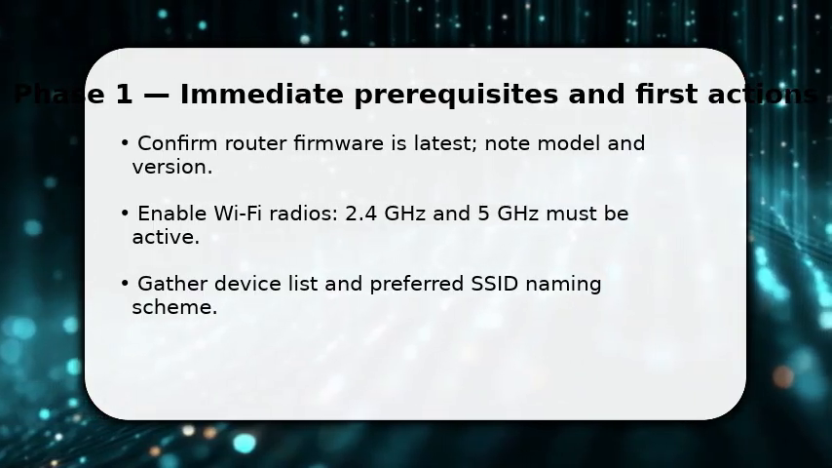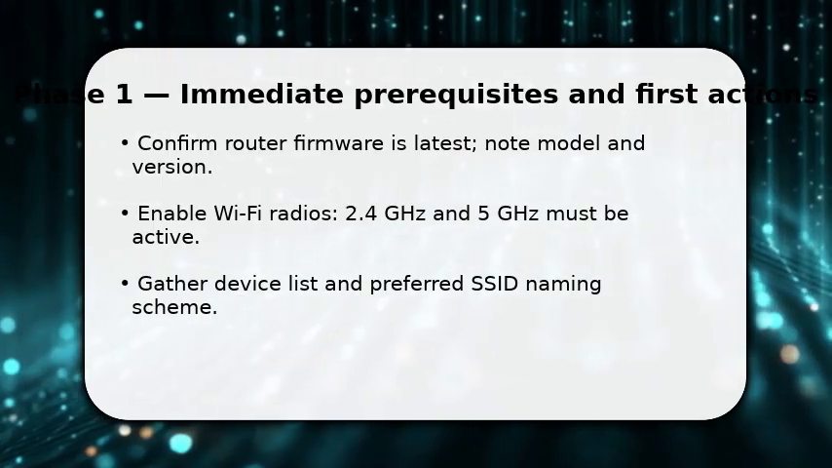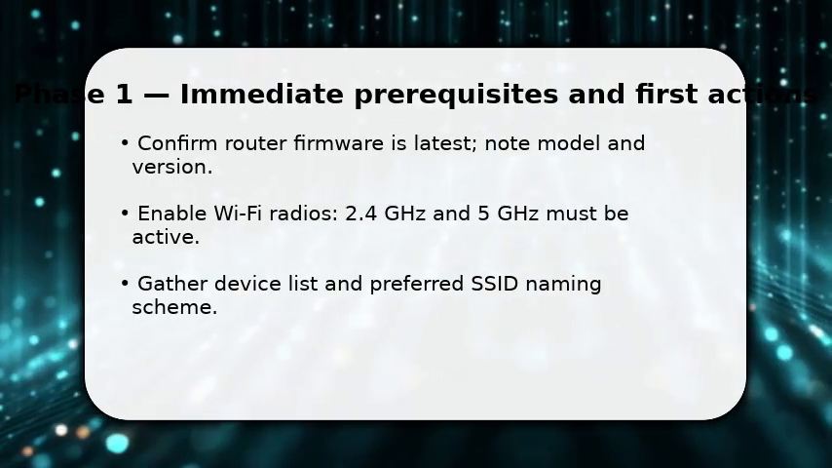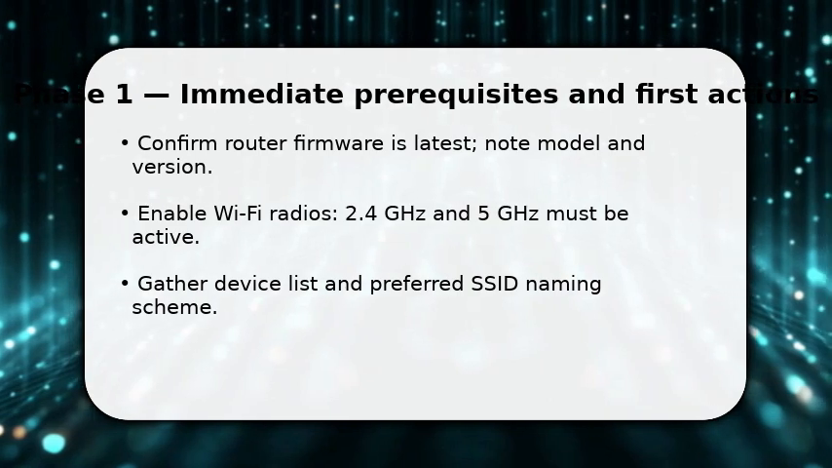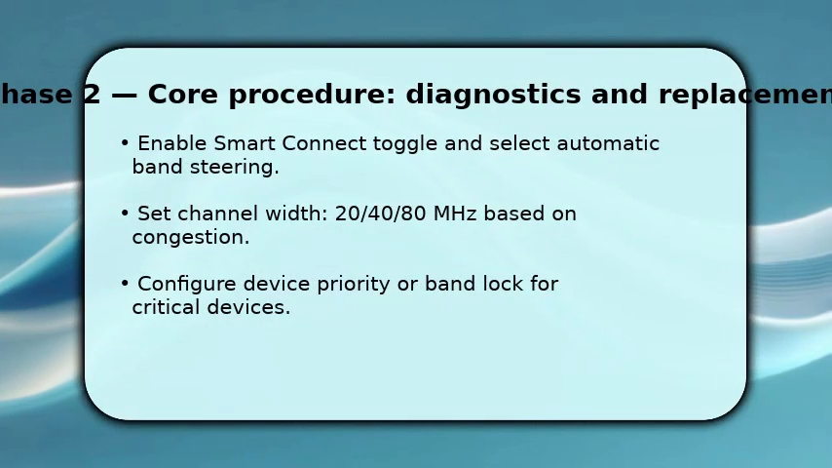I recommend one SSID for seamless roaming unless specific devices need a band. Make sure to note device MACs now, so you can prioritize or exclude them in the next step. Now you configure band steering, which moves devices to the optimal radio. This reduces interference and improves throughput.